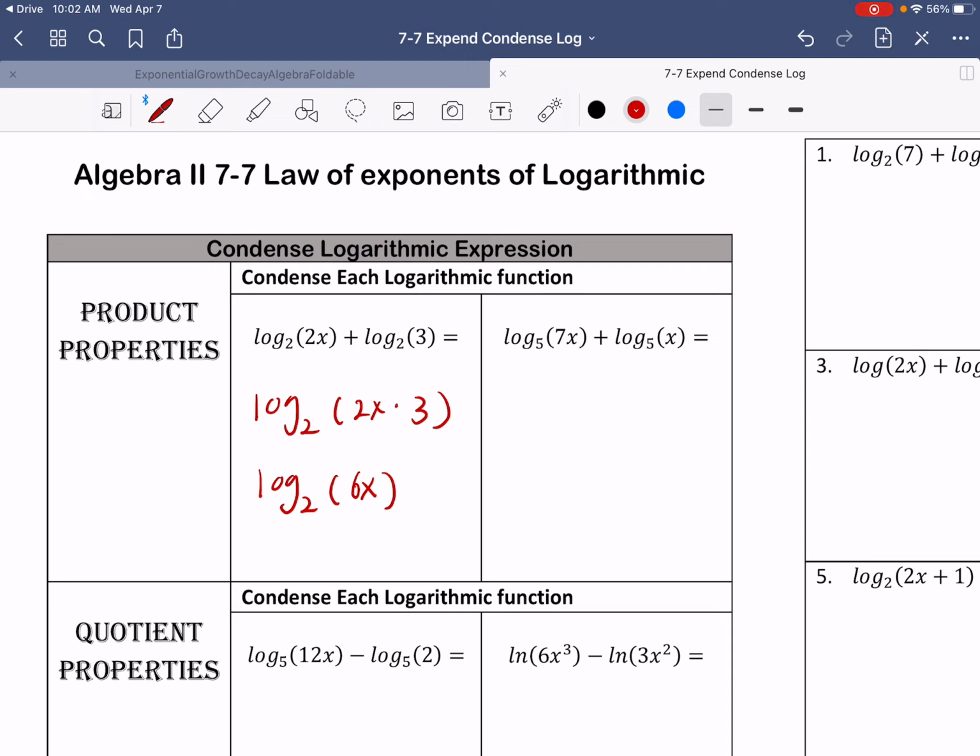Okay? Same thing here. They have a same base, so we can multiply them together. 7x times x. You're not adding it, you're multiplying it. So it's gonna be log base 5, 7x times x is gonna be 7x squared. This is what we call product rule.